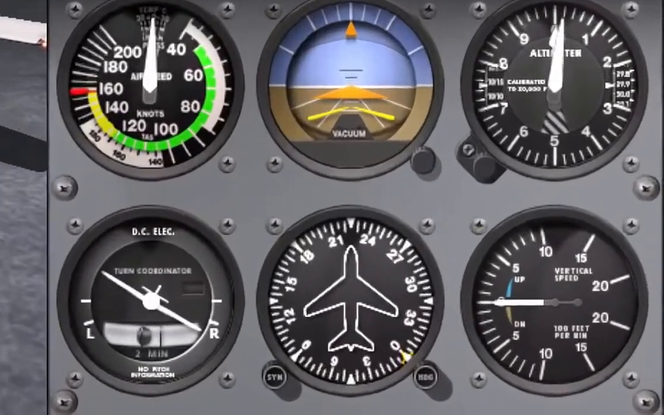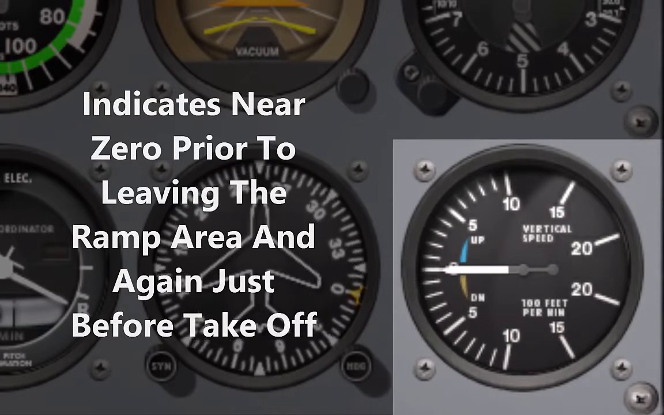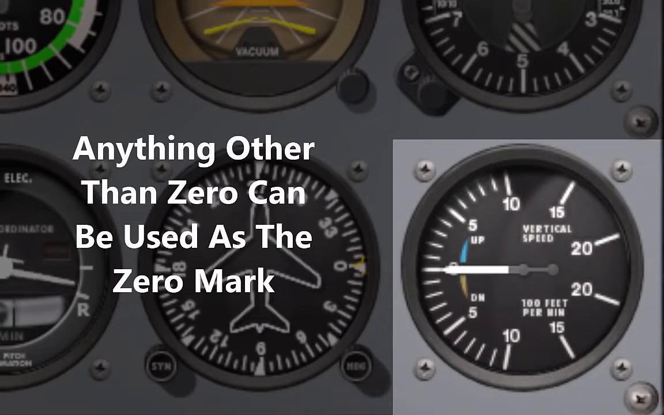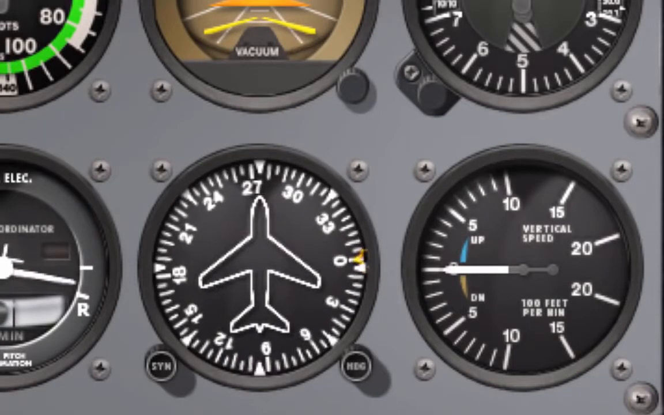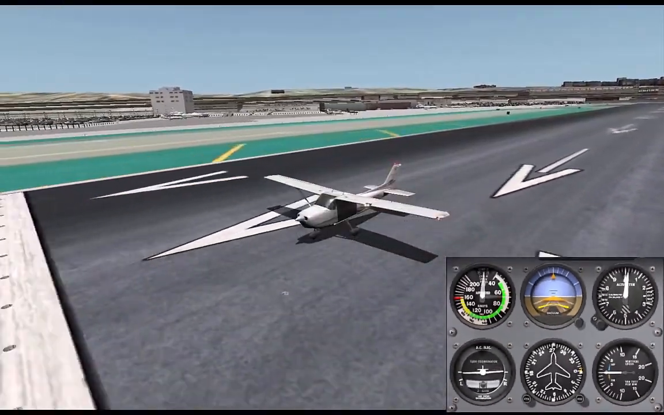Make sure the VSI indicates near 0 prior to leaving the ramp area and again just before takeoff. If the VSI indicates anything other than 0, that indication can be referenced as the 0 mark. Normally, if the needle is not exactly 0, it is only slightly above or below the 0 line.